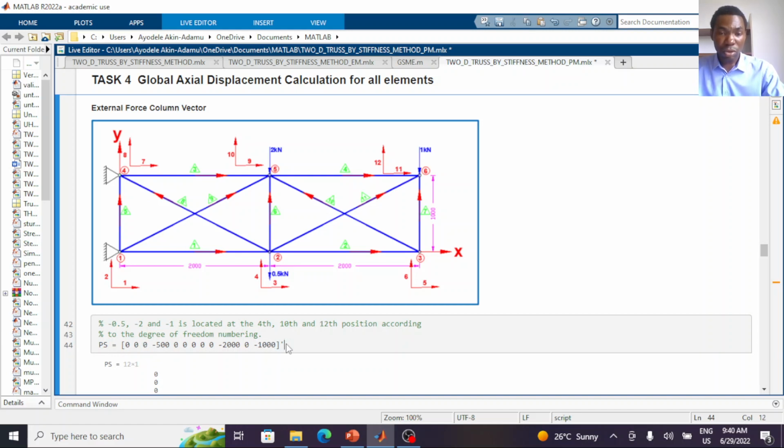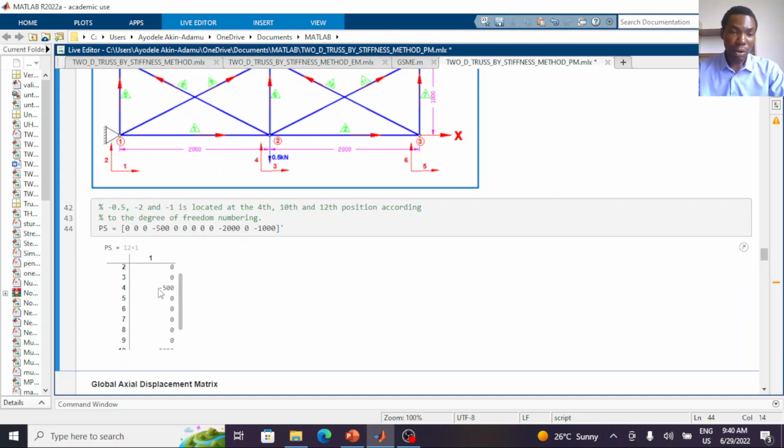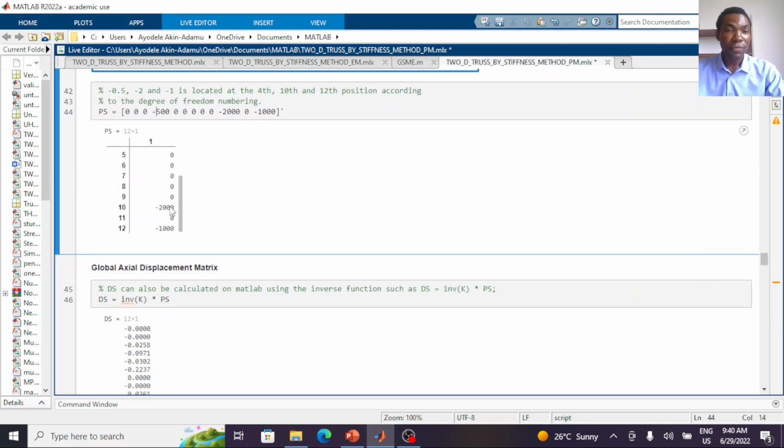When we run this code, I also use an apostrophe here to convert this row vector to a column vector. So that's why we have a vertical column vector here. This is our force vector. So now we have defined our force vector.